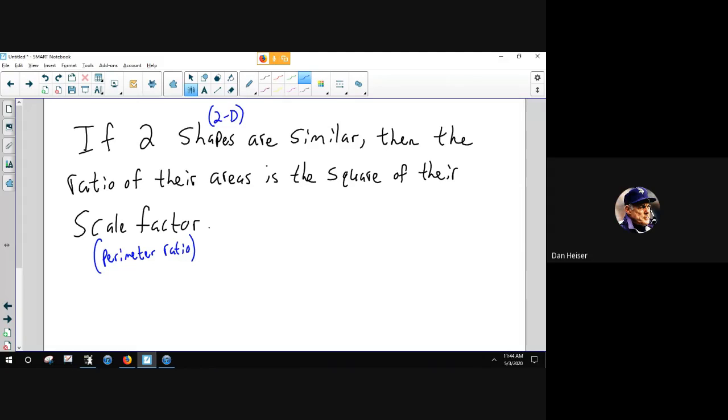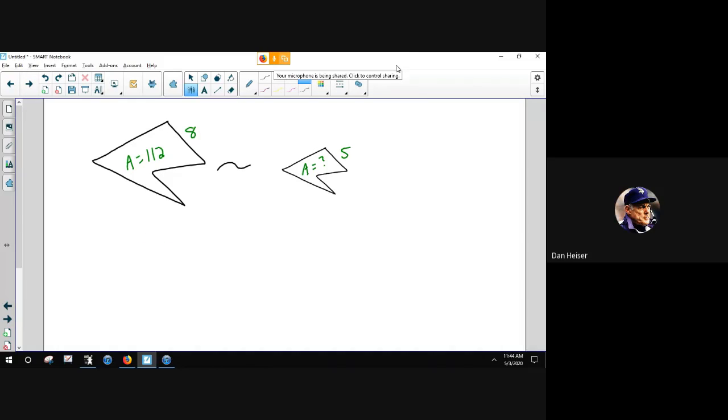I have two examples for us to work through. Here I have some two-dimensional shape. And here I have another two-dimensional shape. They are similar. Here's a value of 8, here's a value of 5. I know the large area. We are looking for the small area. So my scale factor is 8/5, but that's not the ratio we use.